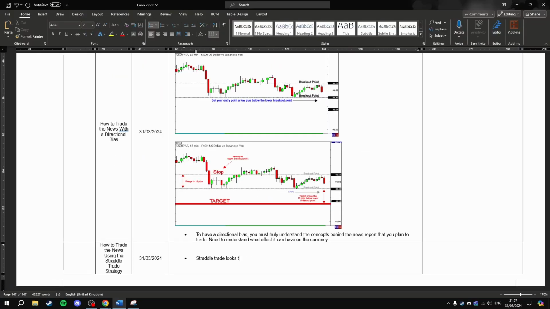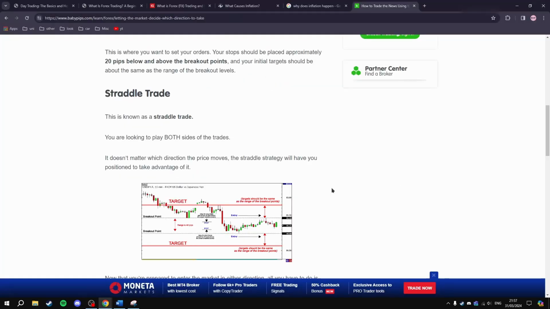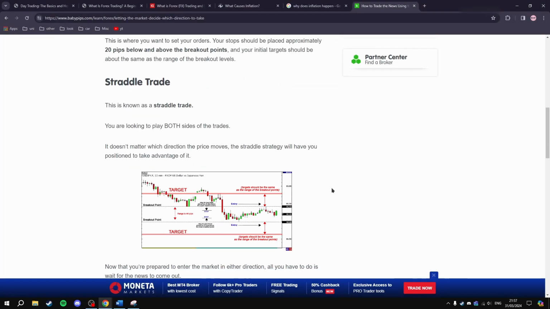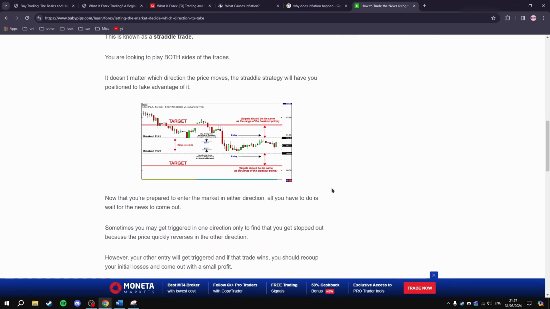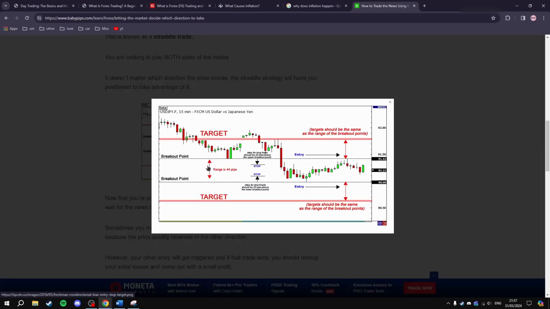Straddle trade looks to play both sides of the trade. It doesn't matter which direction the price moves, the straddle strategy will have you positioned to take advantage of it. So, it's like a mirror basically. We got our same graph here, this bit here. We don't really have a directional bias, so we don't really care if it goes up or down.